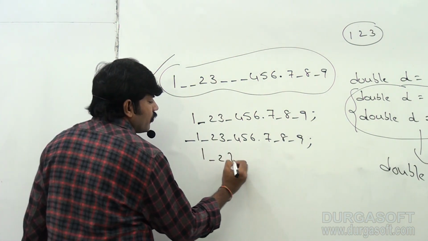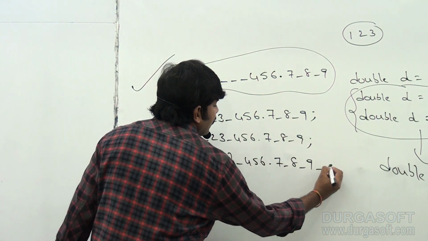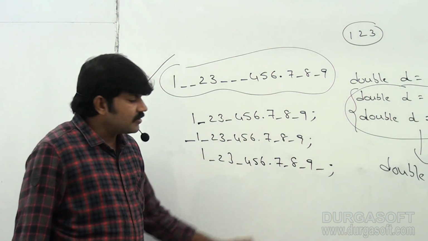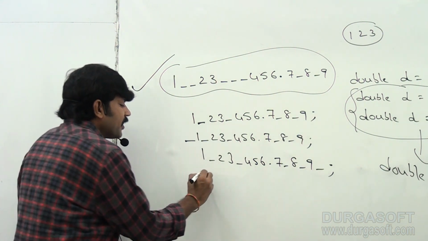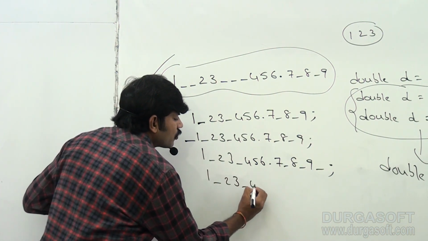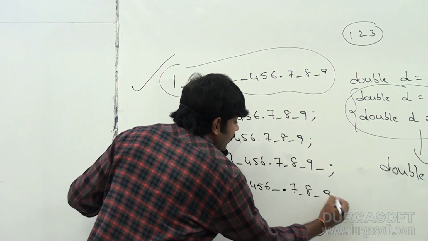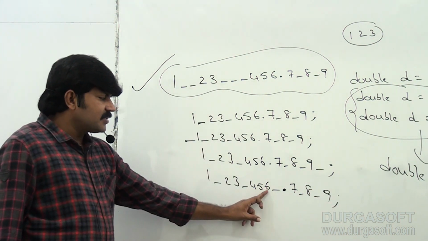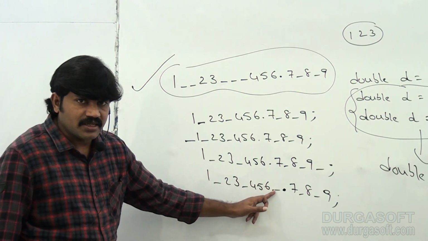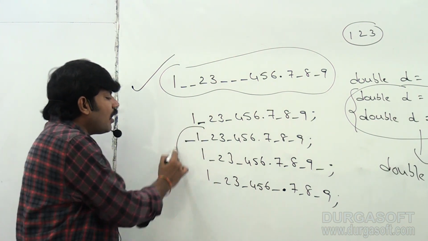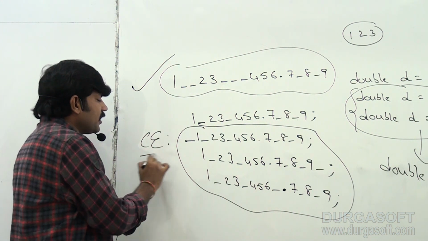Same, 1 underscore 23 456 dot 789 with an underscore at last. What is the use of that? What is the use of this one? So it is also invalid. Suppose I take 1 underscore 23 456 underscore dot 789. Have you observed? 6 underscore dot, what is the use of this one? It is also useless. That's why all these things are going to raise a compile time error.